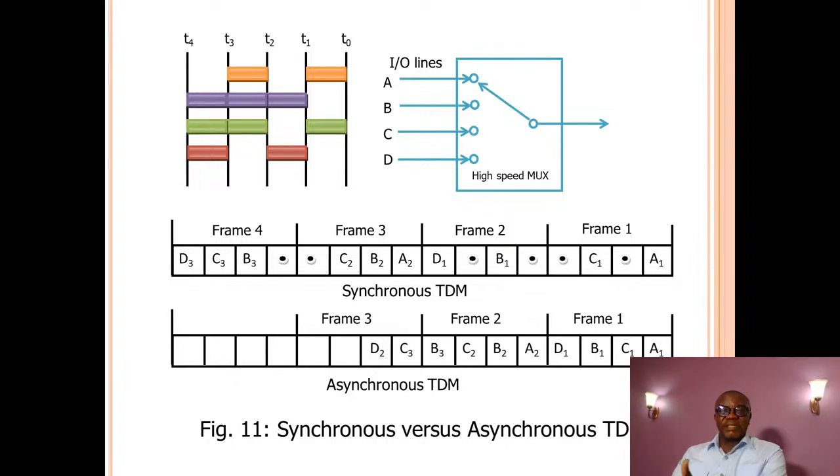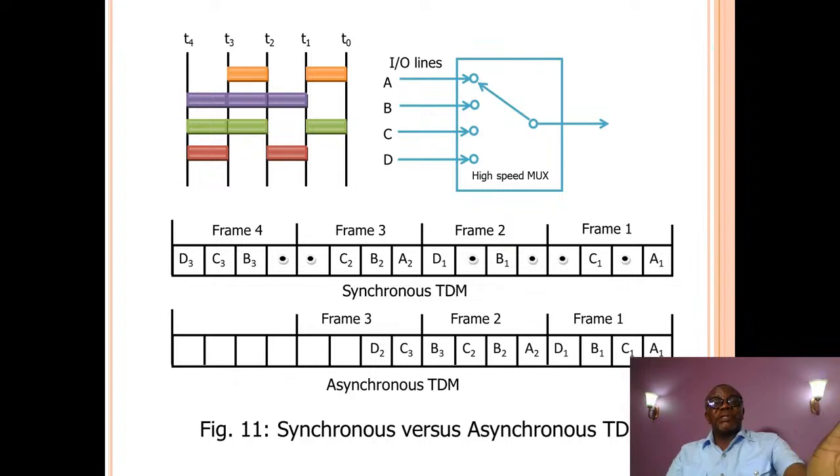It sends it. It does that for frame 3. It goes back to A. Frame 3, which is T2 to T3, it sees something in A. It takes it as A2 because that is the second A it is seeing. T2 to T3 in B, it sees something. It calls it B2 because that is the second B it is seeing.